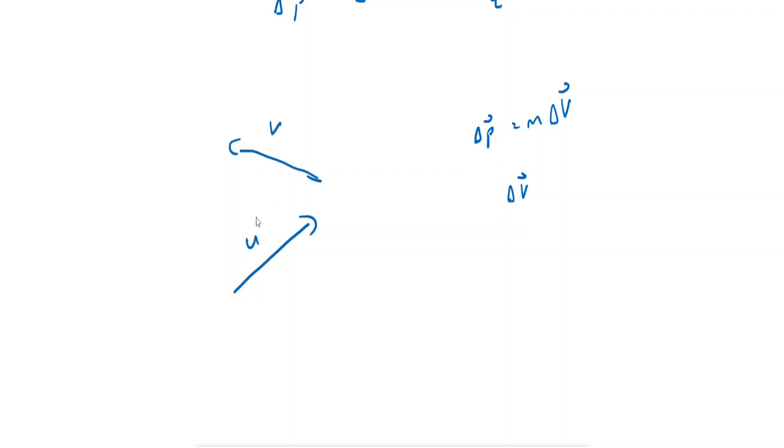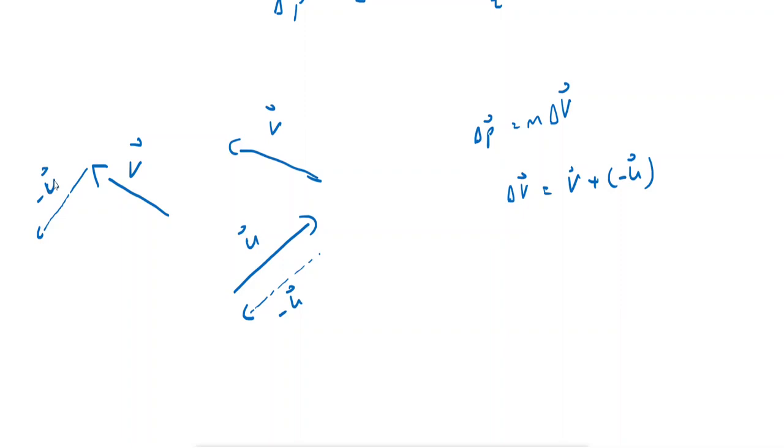So let me see if I can find the direction of the change in velocity. But remember, the change in velocity is going to be v plus minus u. You remember that from vectors. All right. So minus u looks like that. Yeah, minus u looks like that. So how does v look like? v looks like that. There's vector v. Minus u, the vector minus u looks like that. So I have to draw another vector that looks like that. This is minus u. And you can see here that this is the change in velocity vector. So it's in the x direction indeed.